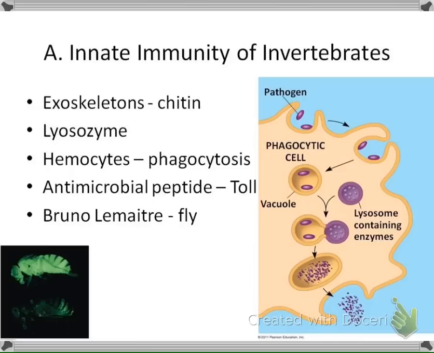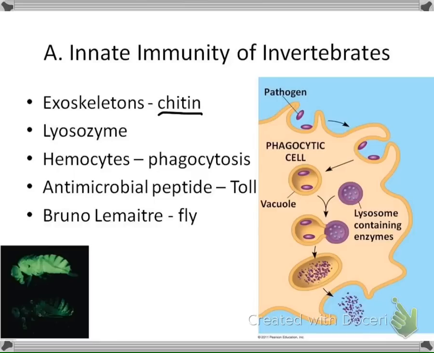Innate immunity of invertebrates. The exoskeleton is the first line of defense. It's largely composed of chitin. That's the same thing that makes up fungal cell walls, right? And there's also a chitin-based barrier in the insect intestines. So it helps to block pathogens ingested in food. Lysozymes are enzymes that digest bacterial cell walls and also protect the digestive system.